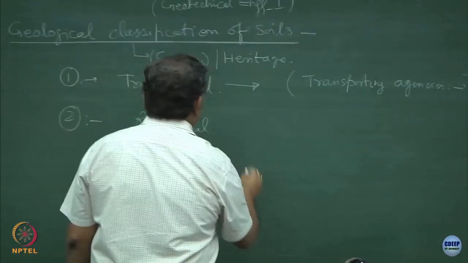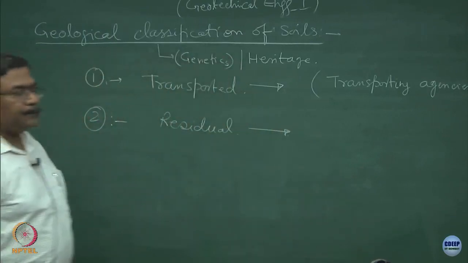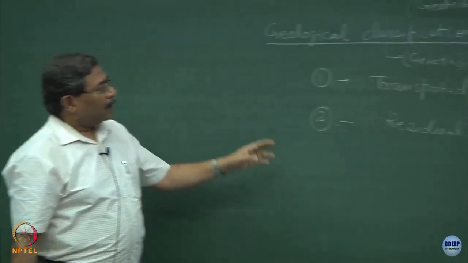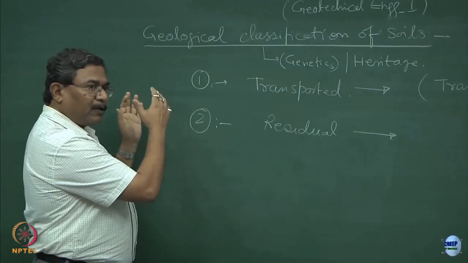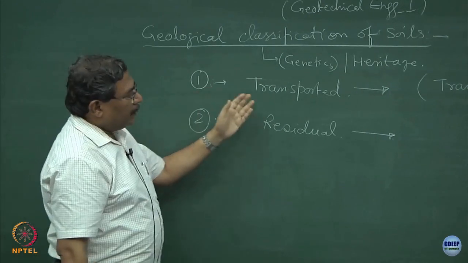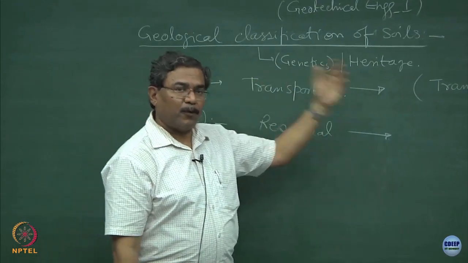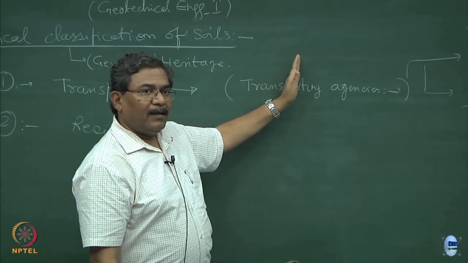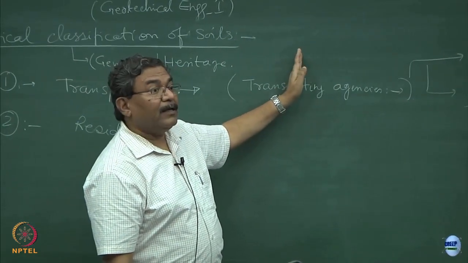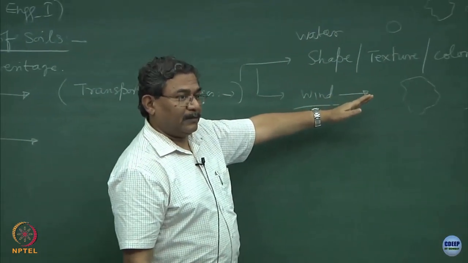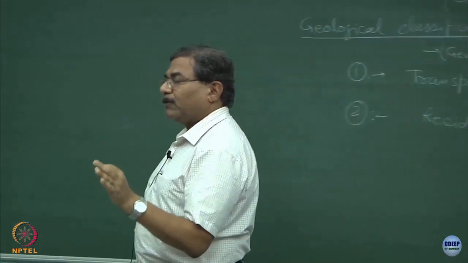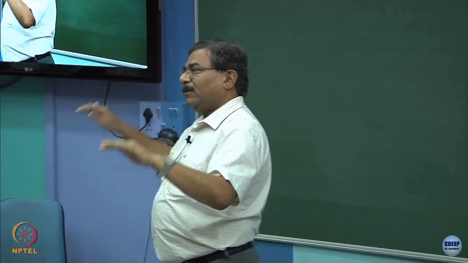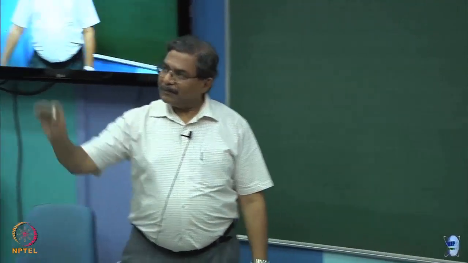The second category is residual. So, again I will repeat, geological classification of soils: soils get formed because of weathering, and then a transportation agency comes in the picture, it transports the material from its original place or the formation place to another formation which is deposition. I am using the word formation two times, one is a process of formation, another one is a deposition, and the formation which is because of the deposition. Is this okay? Fine.